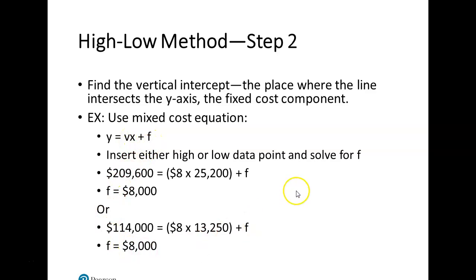So if we're going to use the high-low method, we want to make certain what we're trying to do is find the vertical intercept, the place where the line intersects with the y-axis, or the fixed component. So we're basically trying to determine what our fixed cost is. In this particular transaction, we know y is equal to 209,600, but of that 209,600, how much of it is fixed? How much of it is variable? And that will allow us to do that.